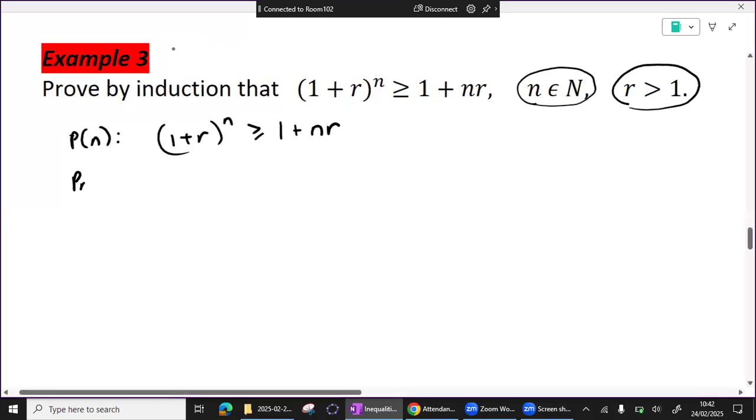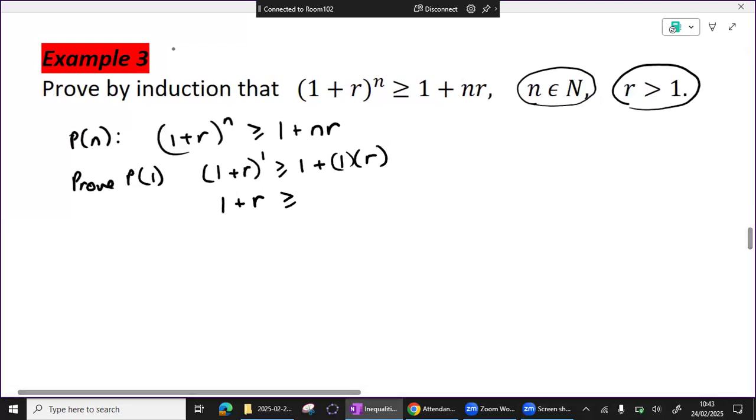Okay, so we start with prove P of 1. Now this time I can go back to using 1, the reason I can use 1 is because it's a natural number. So off we go and we fill in (1 + r) to the power of 1. And by the way, it's only n I'm filling in for. 1 plus 1 times r. Now, that becomes 1 + r is bigger than or equal to 1 + r. Now, is that true? Well, that is true because it says bigger than or equal to. In this case, it's equal to. So therefore, that is true. So tick, correct, and it's true.